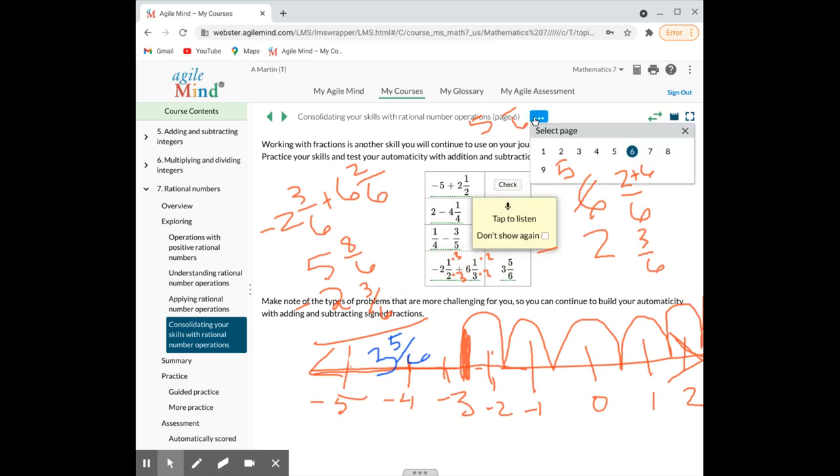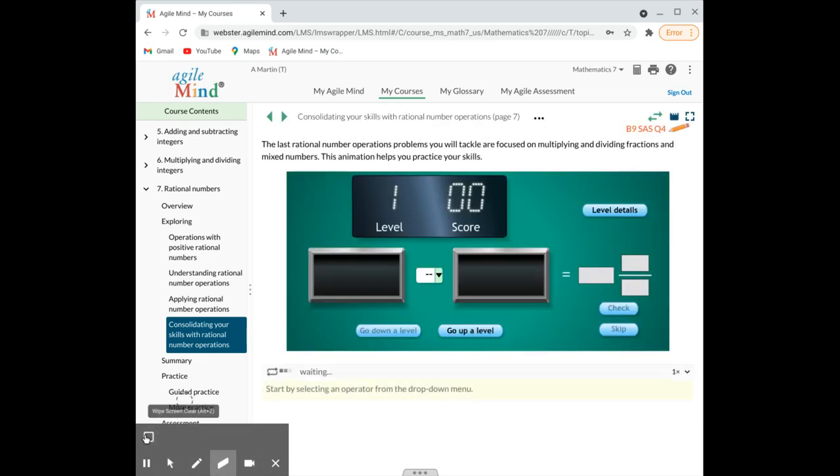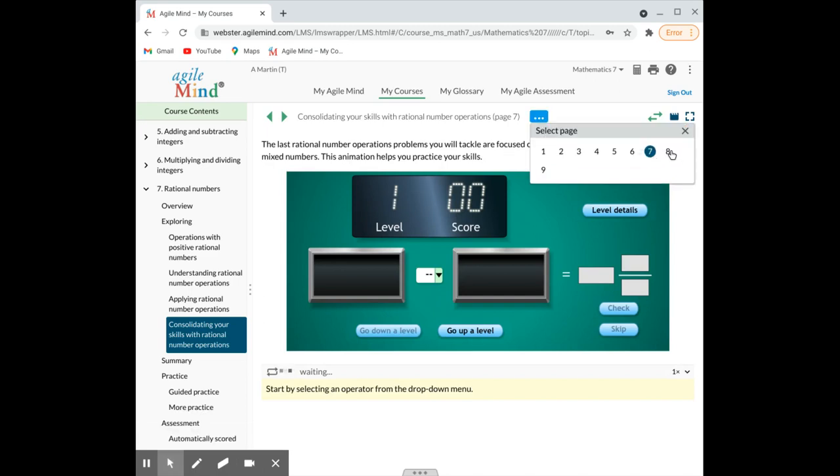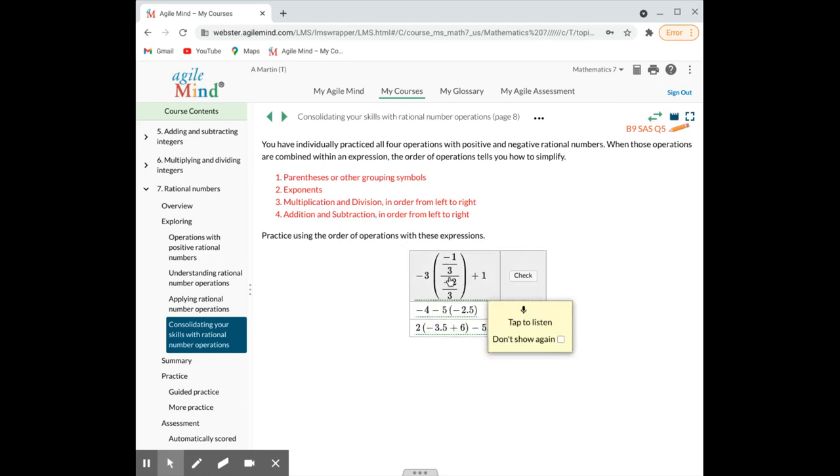All right, so let's take a look. I'm going to double check these real quick. This problem right here is what we're going to work on. I want everybody to try to do this problem on their own. This is the order of operations, very important to follow. I want us to try these 3 problems using the order of operations.